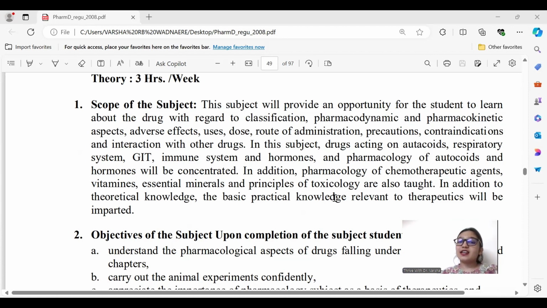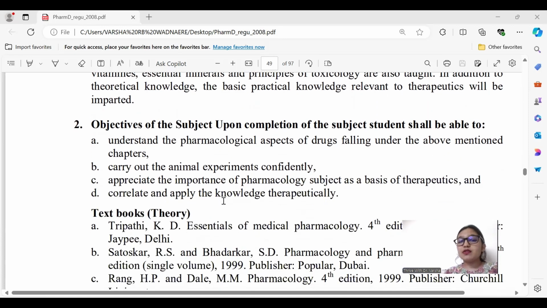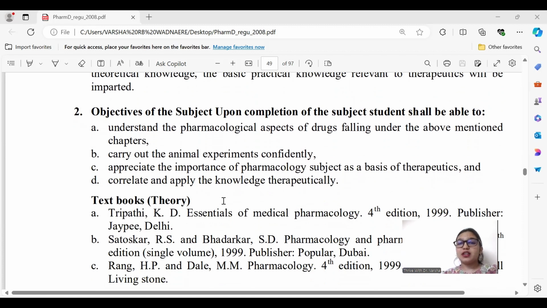Whatever you studied in second year, exactly the same pattern, just now you will be having different kinds of systems. What is the objective of study once you complete this subject? You need to understand the pharmacological aspects of drugs falling under certain systems, carry out animal experiments confidently, appreciate the importance of pharmacology as the basis of therapeutics, and correlate and apply the knowledge therapeutically, same as you did in second year.